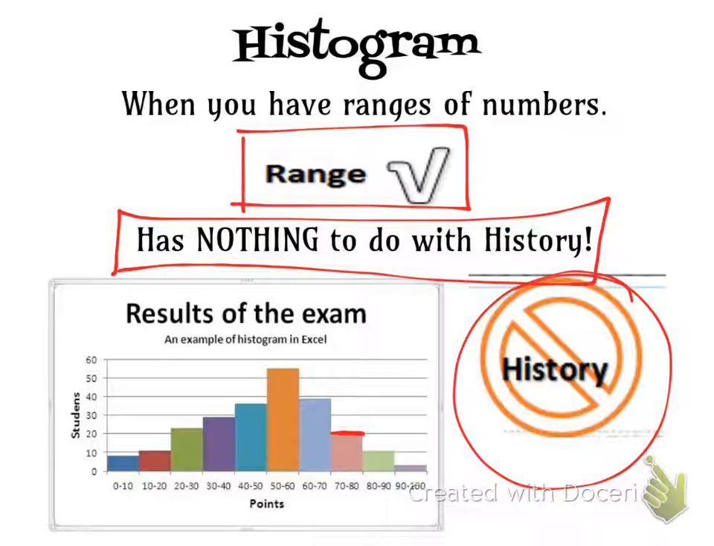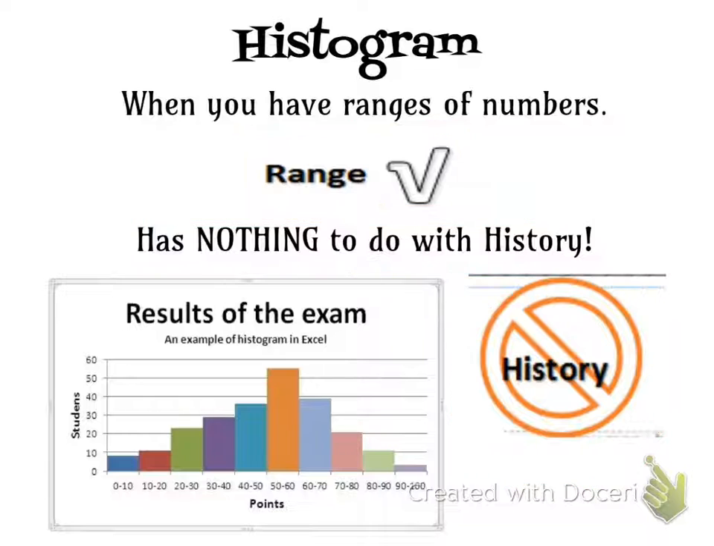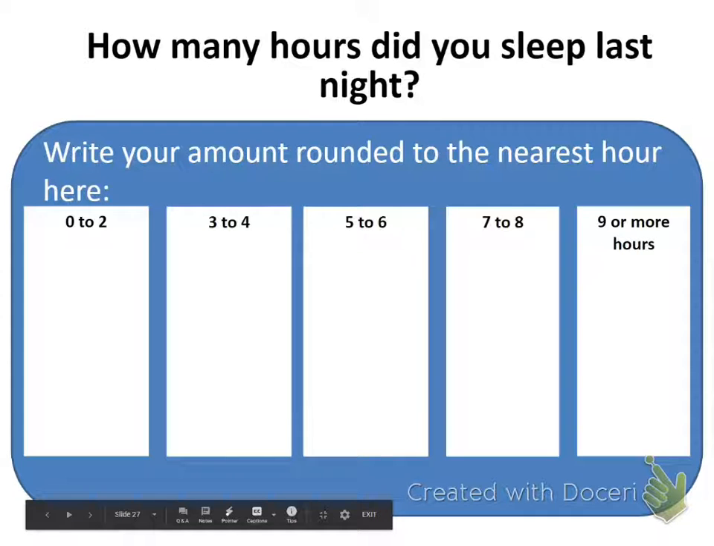Okay? Now, do we know if they made a 70, a 71, a 72, 73? We don't know that, right? Because it's a range of data. But we just know that somewhere between 70 and 80 were where their scores fell. Okay? That's the idea behind a histogram. It's a range.